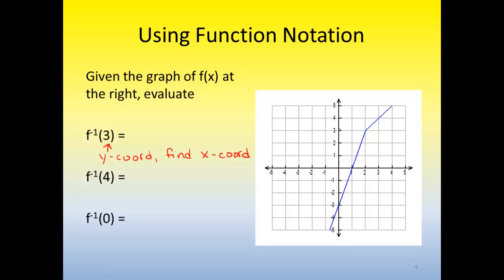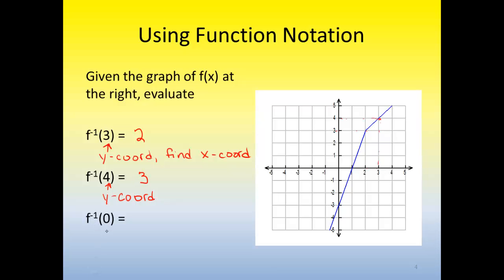So if y is 3, find my y-coordinate of 3, find that spot on the graph, and that's an x-coordinate of 2. F inverse of 4 means 4 is the y-coordinate. So I find a y-coordinate of 4, come over, that occurs at an x-coordinate of 3.